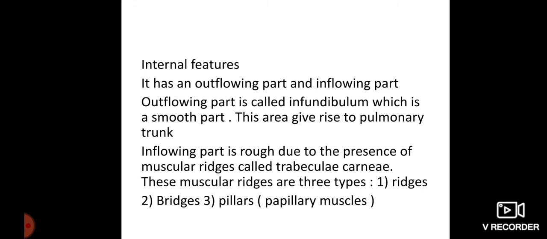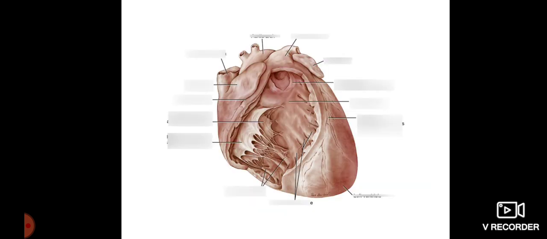See the internal features. I will read once more. It has an outflowing part and an inflowing part. The outflowing part is called the infundibulum, which is the smooth part. This area gives rise to the pulmonary trunk. The inflowing part is rough due to the presence of muscular ridges called trabeculae carneae. These muscular ridges are three in number: bridges, pillars, or papillary muscles.